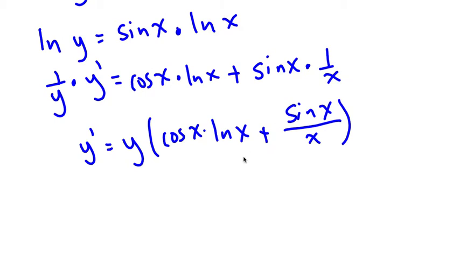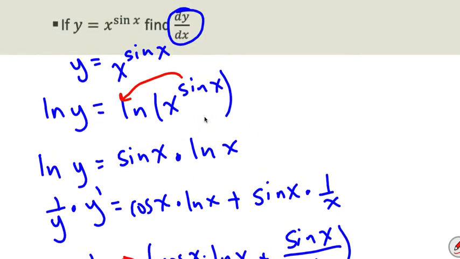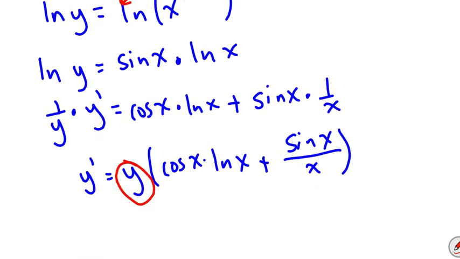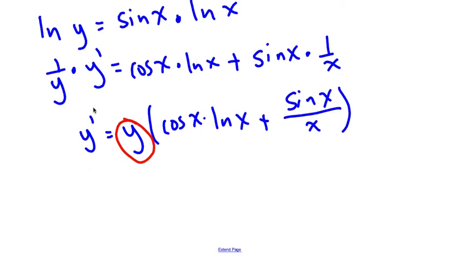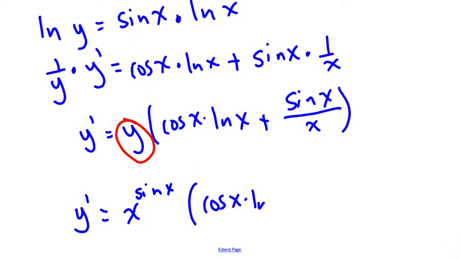Now we want this to be all in terms of x. So my last step is to replace this y with something that will leave me with only terms of x. And we know that right from the beginning, y was equal to x raised to the sine x. That's written in the problem. So I'm just going to replace that, and that'll give me my final answer. So y prime, or dy dx, if you choose to write it like that, is x raised to the sine x times that stuff there in the parentheses, which is that. So there's your final answer.